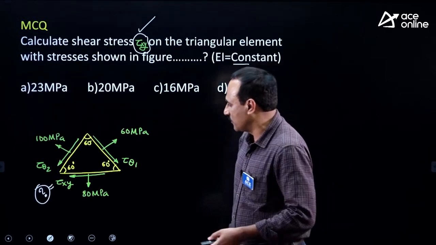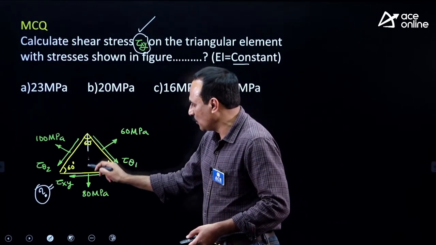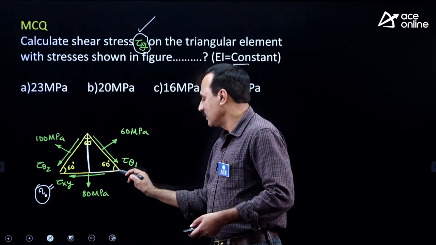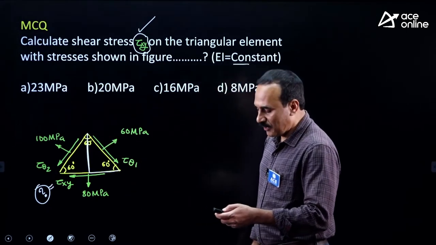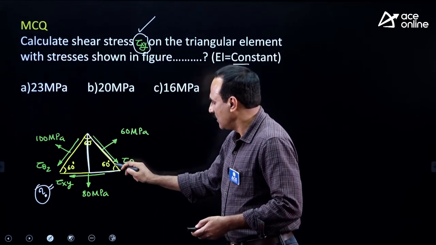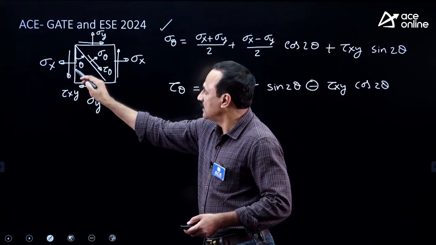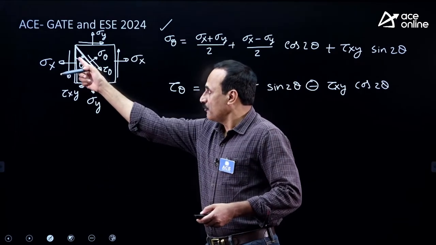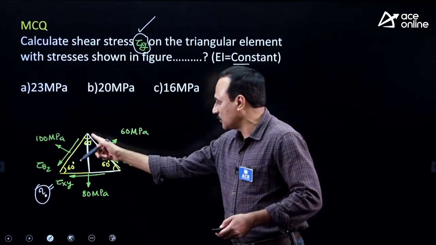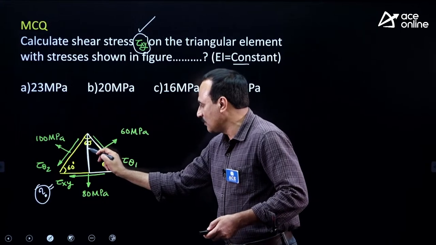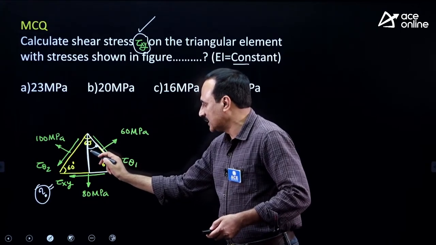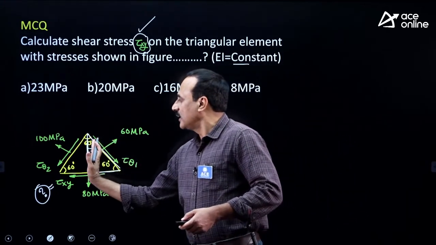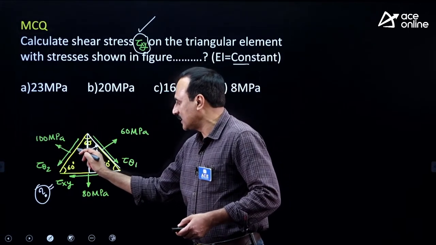Now we'll go back to this question. I'll divide this into two triangles. I'll take this triangular piece, and this triangular piece will be similar. The theta here is taken with respect to the vertical in the anticlockwise direction. Here also in this triangular piece, the angle is taken with the vertical in the anticlockwise direction. It is not 60, it is 30 degrees. Okay? And if you take the other way, if it is plus 30, minus 30 will come into the picture.